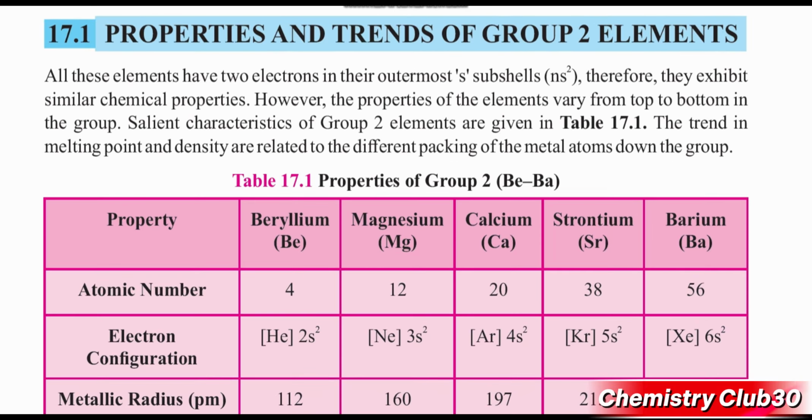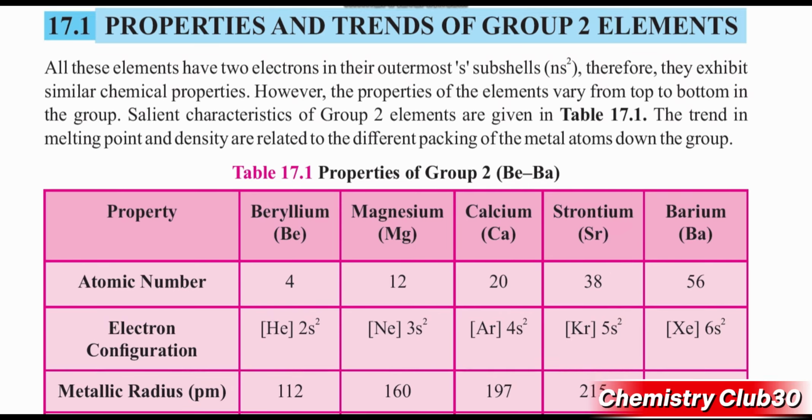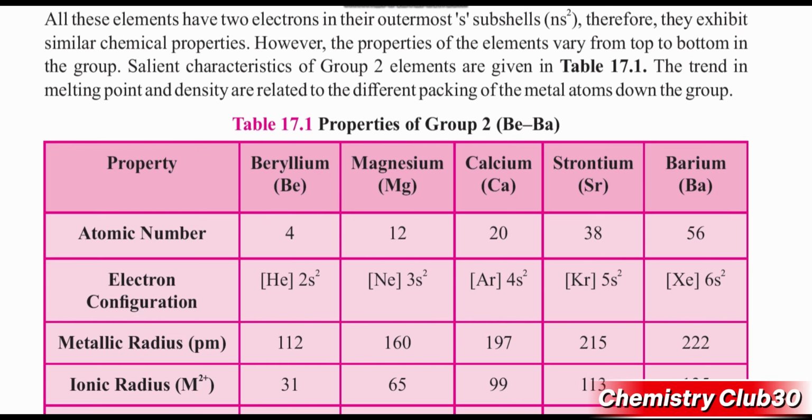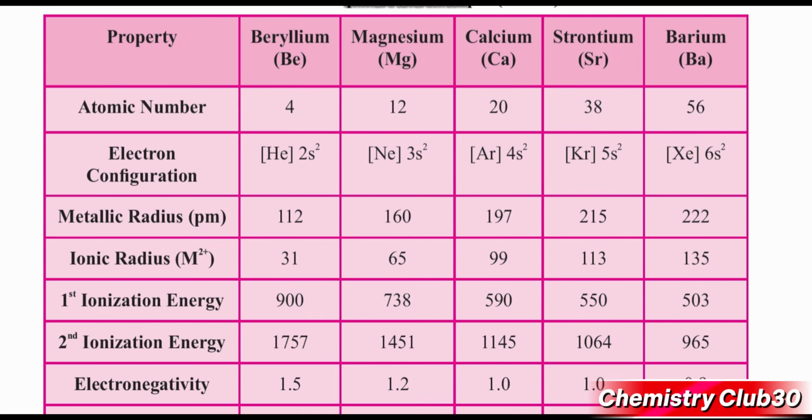Let's see the properties and trends of group 2 elements. All these elements have 2 electrons in their outermost s subshell, that is, the s subshell is complete in this family. They exhibit the same chemical properties but they vary in physical properties. Properties vary from top to bottom. A few characteristics are represented in this table. So let's see the properties which are shown here for these members.